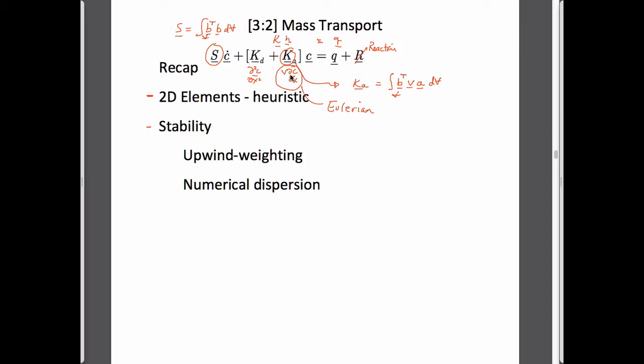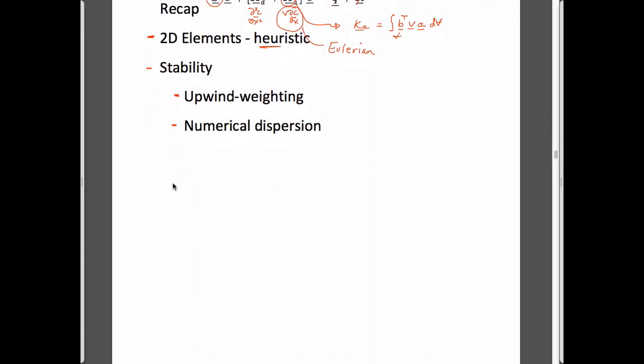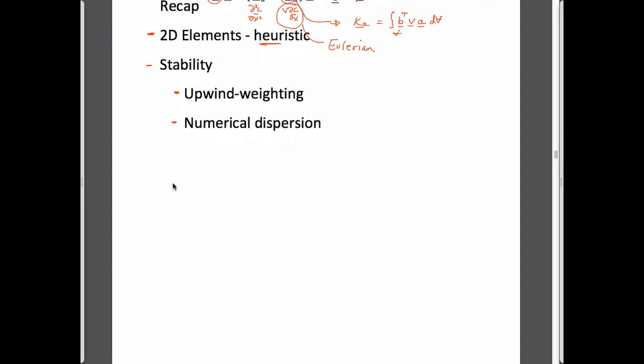So I'll do a couple of things today. We'll talk about 2D elements quickly, using heuristic arguments of how to get them. And we'll talk about stability and ways to get around that through using different shape functions to deal with it. Different shape functions which ultimately have their own problems in terms of creating their own unreal numerical dispersion in the problem, which obscures whether you're getting the right answer or not. And so those are the two things we'll talk about today.